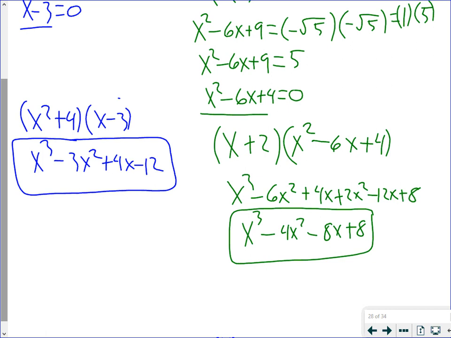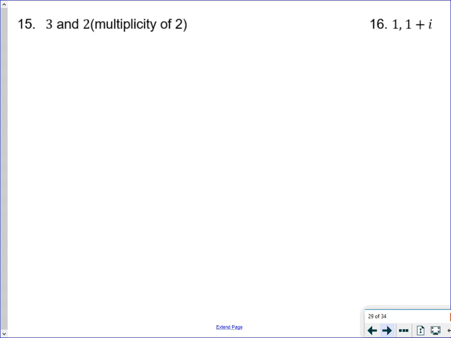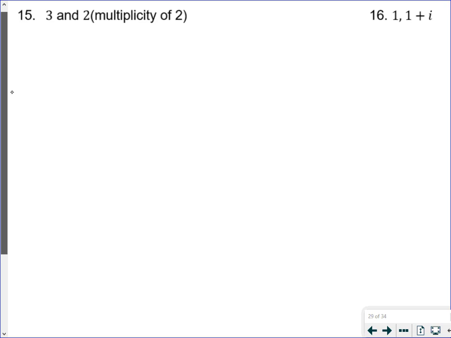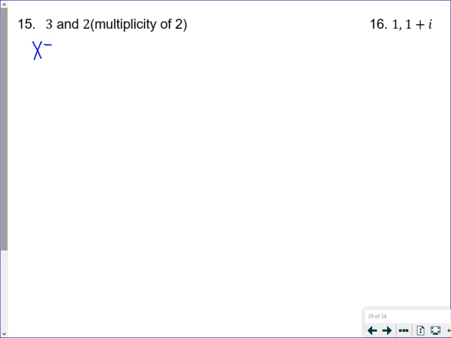All right. So let's keep on going. Let's do number 15 really quickly. So we have 3 and 2 with a multiplicity of 2. Let's actually just keep doing this the way we just went about it. So we set each 0 equal to x. So x equals 3, x equals 2. And since we have a multiplicity of 2, it's going to happen twice. x equals 3, x equals 2, and x equals 2.